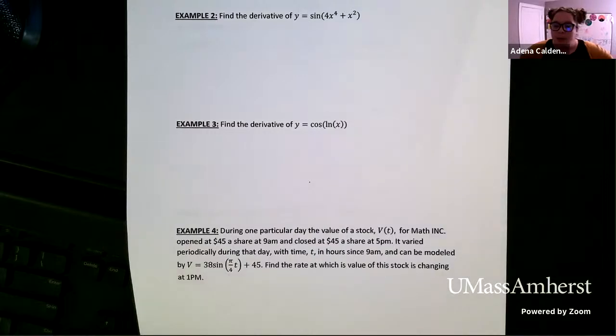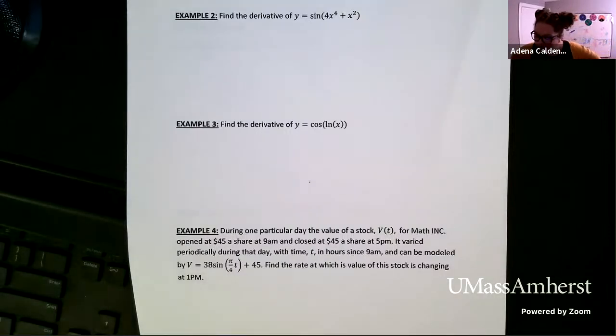So I'm going to give you about 5 minutes to try out these three problems. Again, the first two, you're just finding the derivative. And then the third one, we have this application. So try that out. And then in about 5 minutes, we'll go through them together.